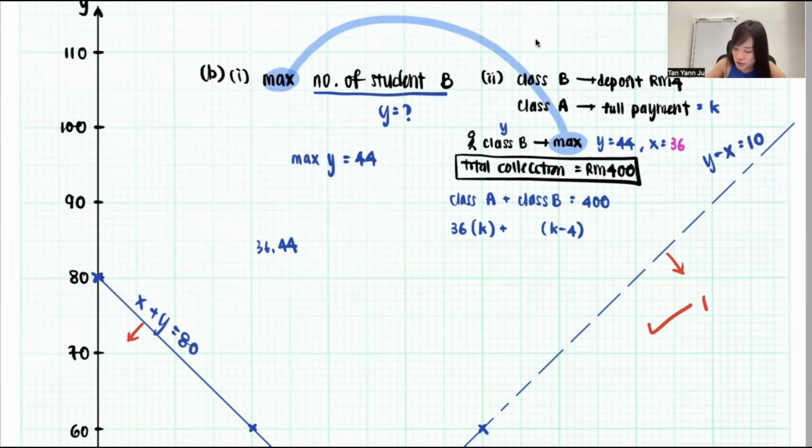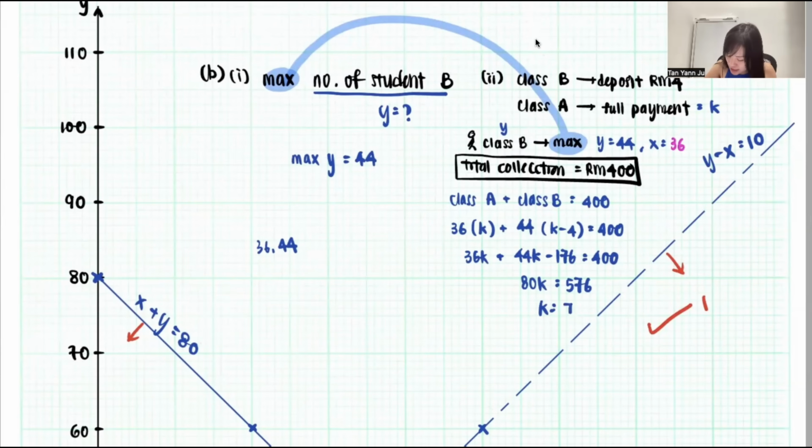And how many class B students join? 44 of them. Isn't it equal to 400? Let me open bracket: 36 times K, plus 44 times K, plus 44 times negative 4, which is negative 176, equals 400. So 36 plus 44, 80K. Move it over, plus 576. So K is 576 divided by 80. Are you getting 7.2? That means, remember K is the full payment. The full payment is 7 ringgit 20 cents.